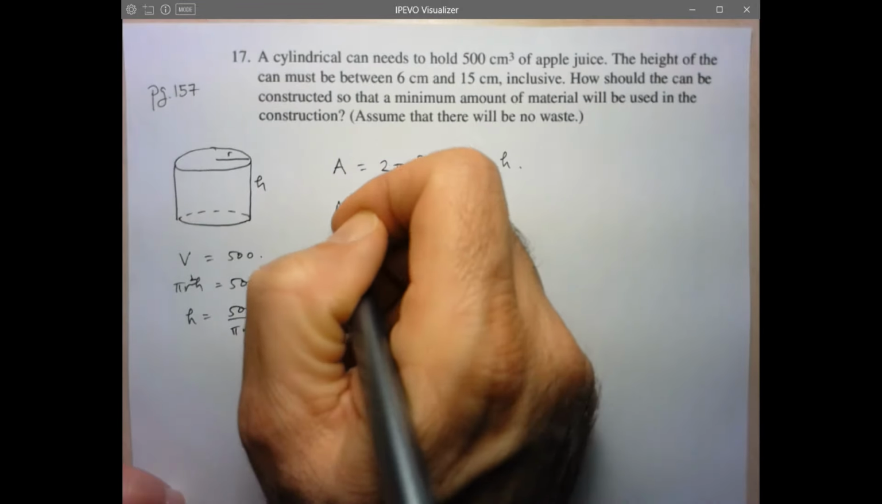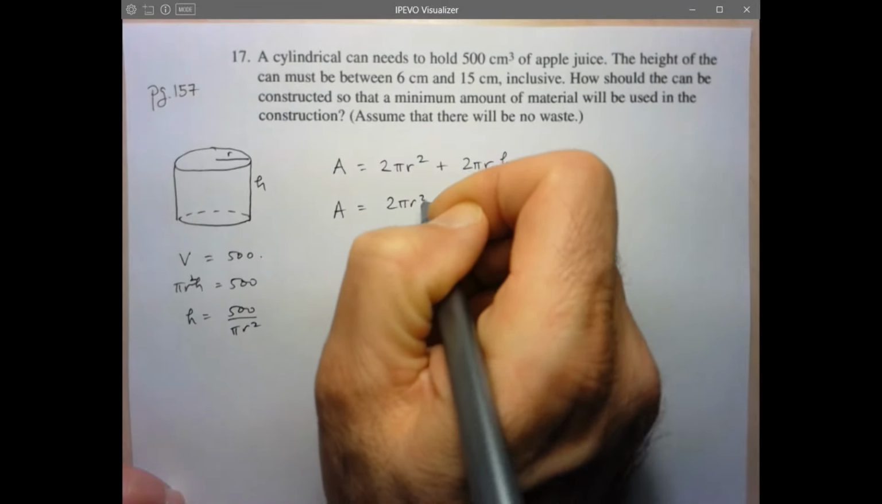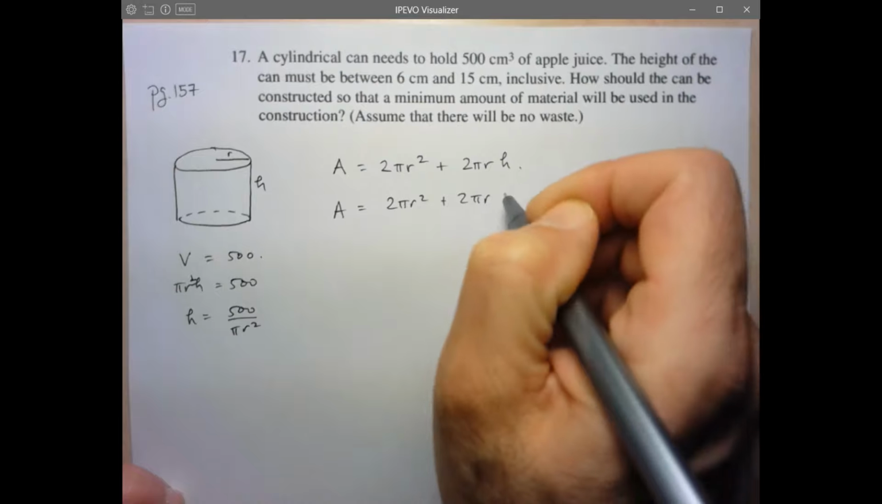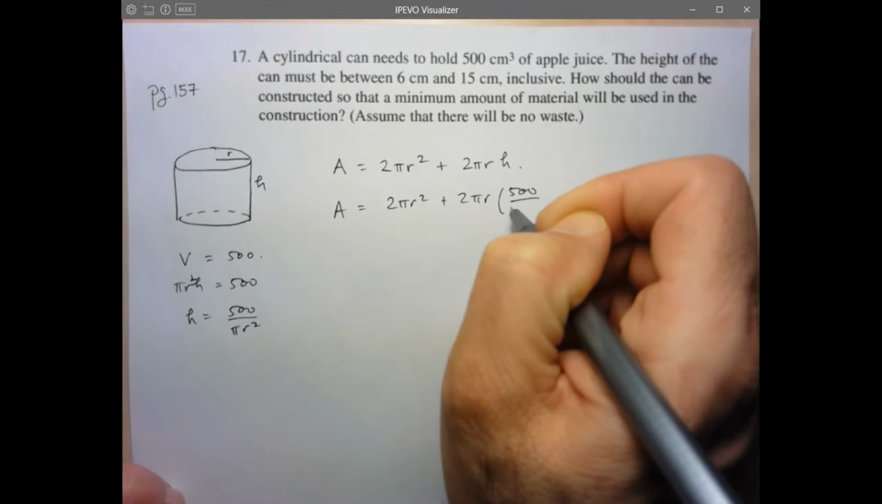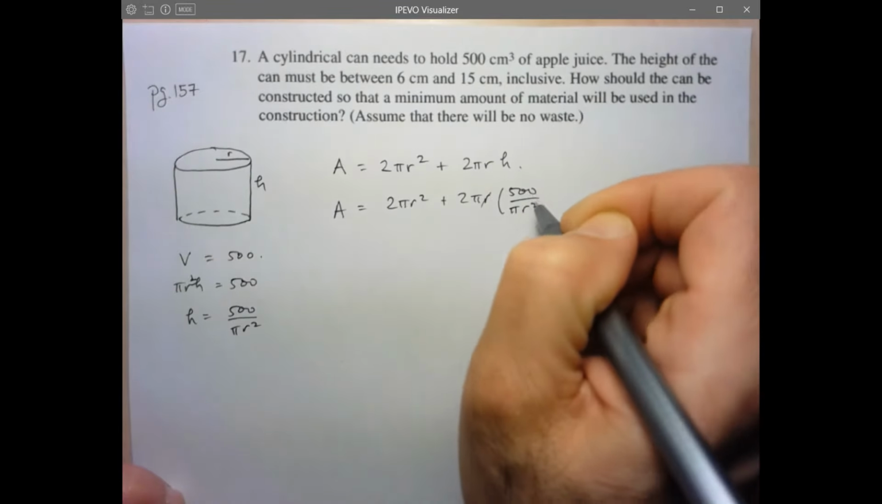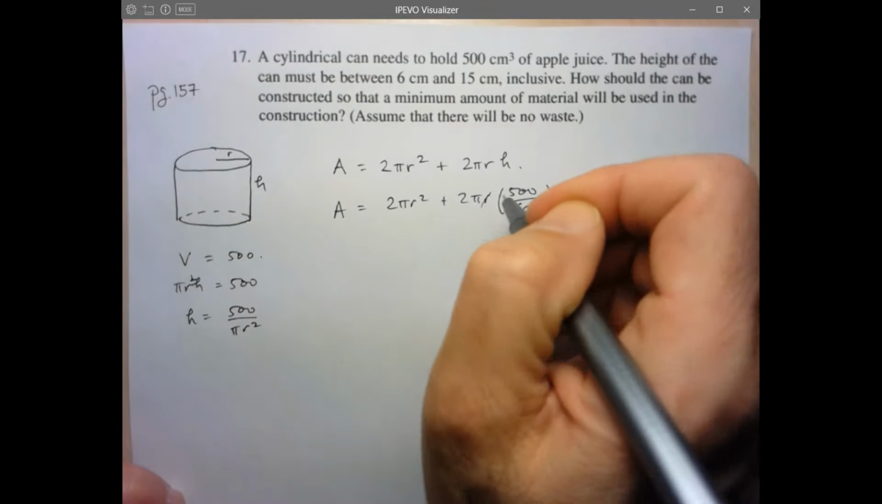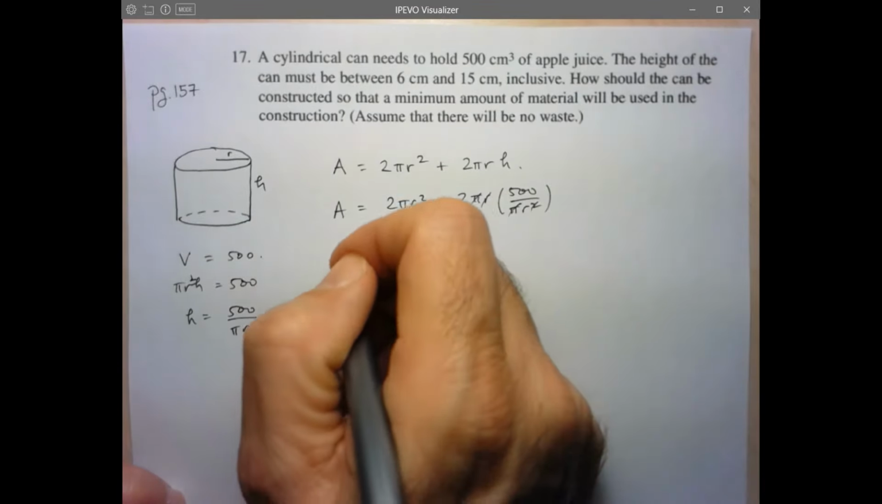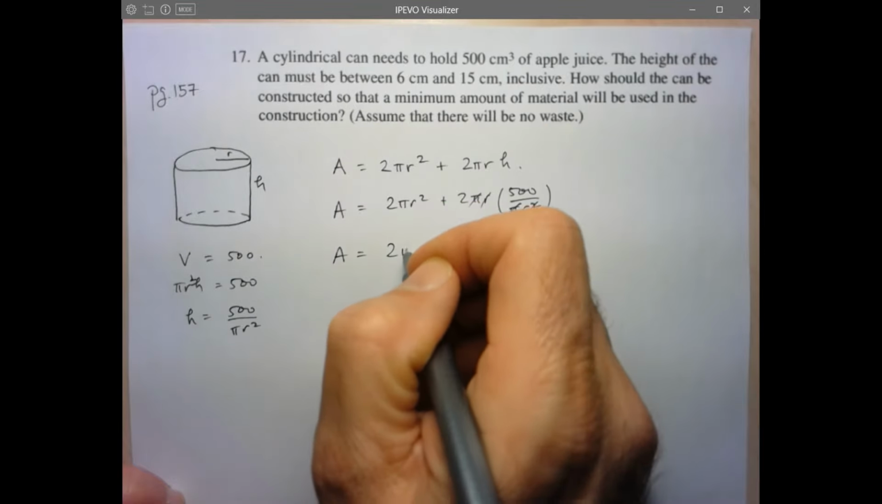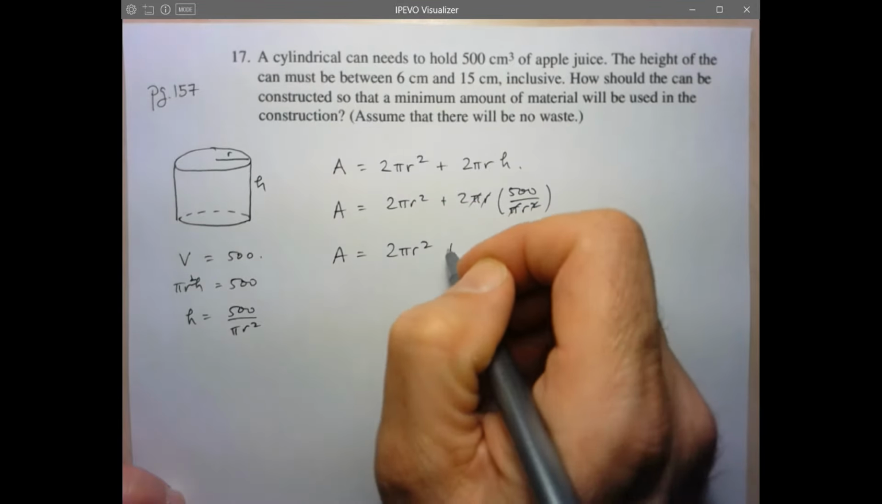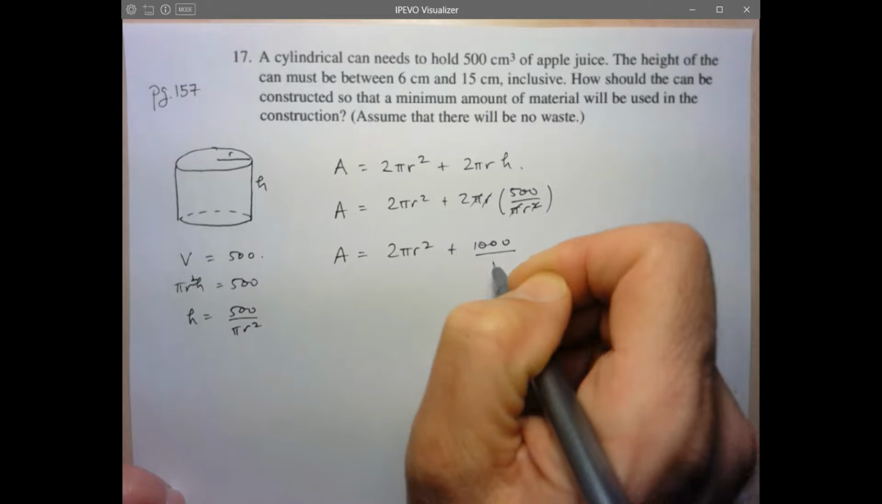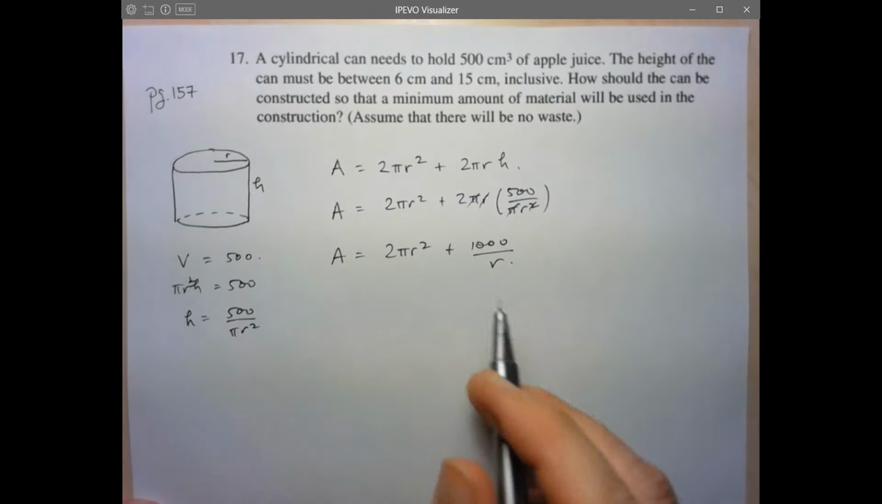So here, 2 pi r squared plus 2 pi r, and h is just 500 over pi r squared. The r in the numerator cancels out with one of those in the denominator, and the pi's reduce also. So I'm left with my area as being 2 pi r squared, plus 1,000 over r. So quite a simple equation.